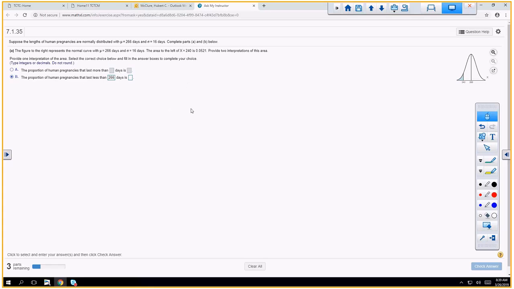Yes, this is a test question. It says, suppose the lengths of human pregnancies, yes, this is a standardized test question, because sometimes they don't give you the mean, okay, on this test question. Suppose the lengths of human pregnancies are normally distributed with a mean of 266 and a standard deviation of 16. When you see that, what should you do? Draw a diagram, draw a picture. So go ahead and do that. Complete parts A through B. Okay, I'm not even going to look at A through B because I want to see what the spread looks like.